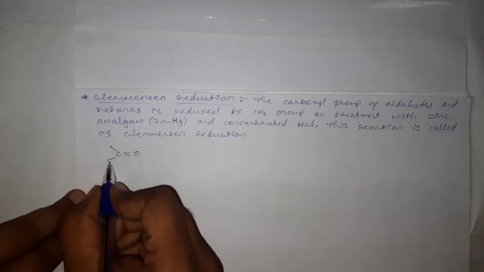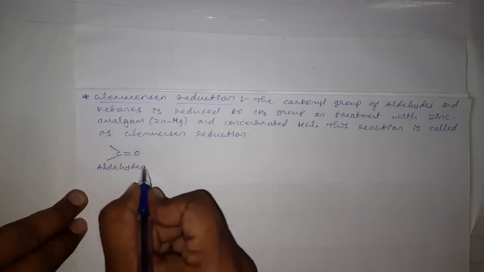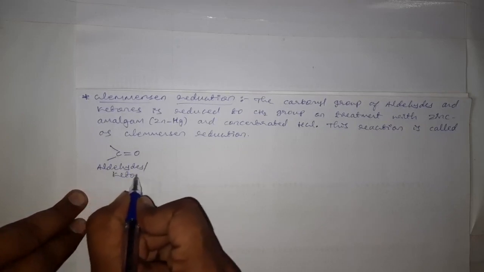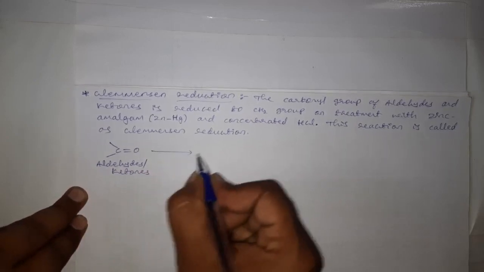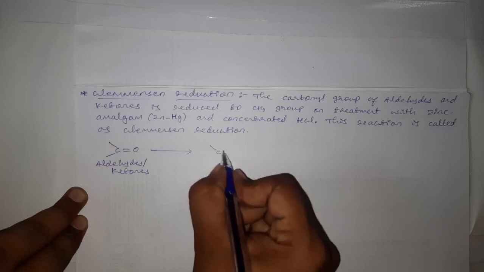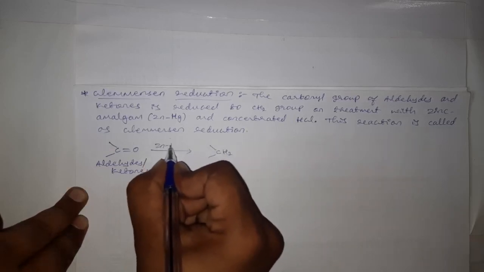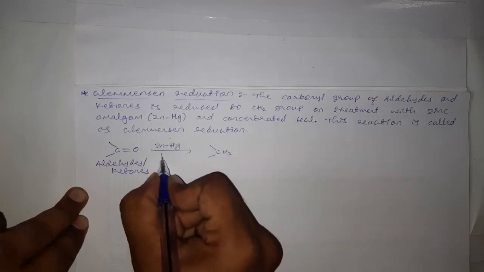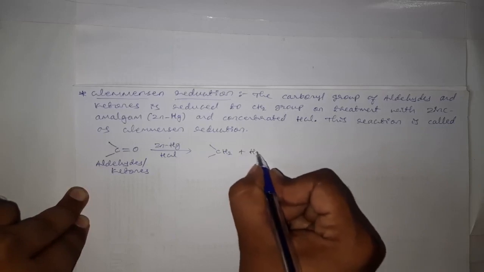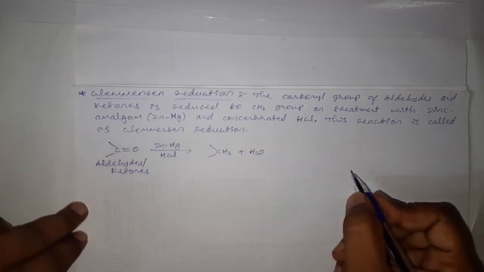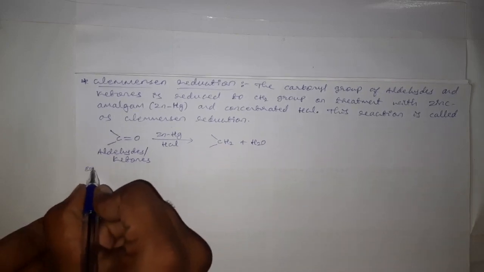Okay, for this we can write the general reaction: the carbonyl group, that is the C double bond O group, here it may be either of aldehydes or of ketones. This carbonyl group can be reduced to the CH2 group by treating it with zinc amalgam in presence of concentrated hydrochloric acid, and here we will get water also as a byproduct.